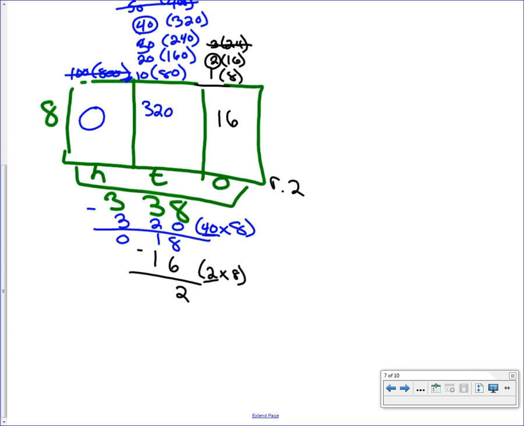Okay, so therefore my quotient is 40 plus 2. You see my 40 and my 2, which equals 42 with a remainder of 2.